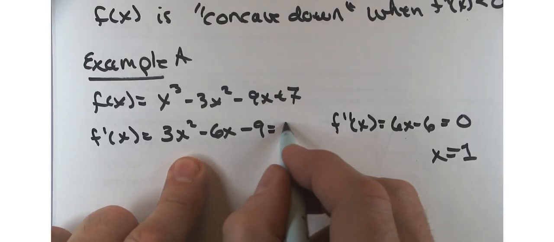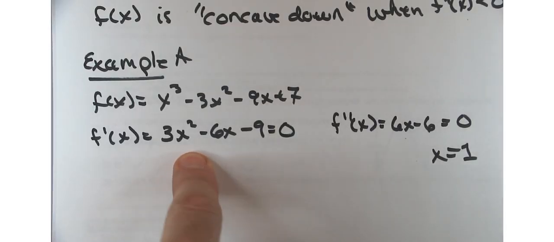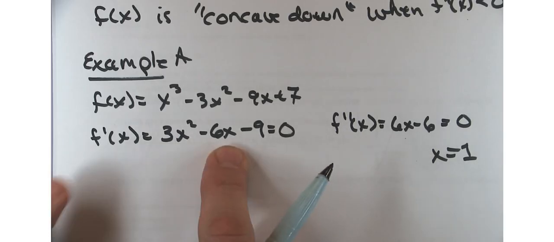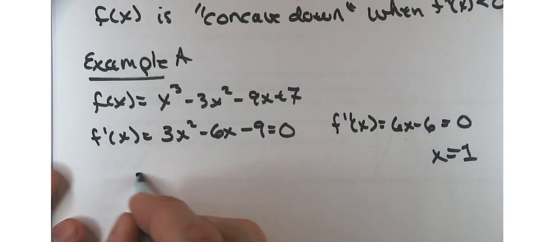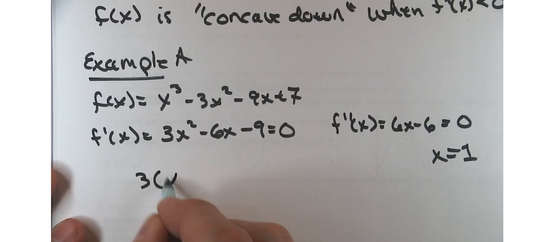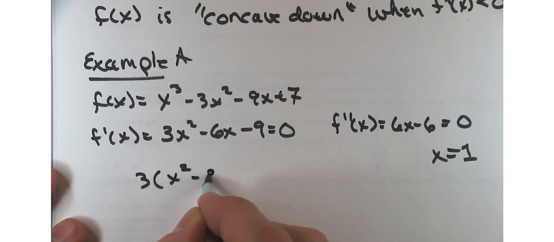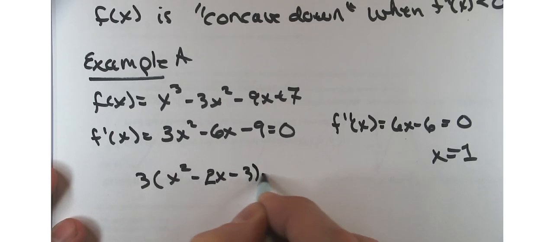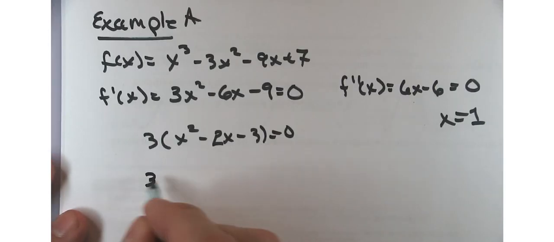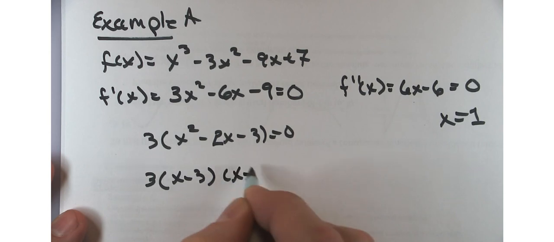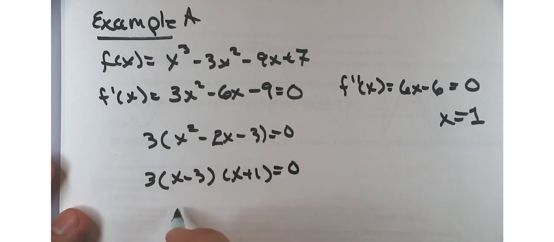If I want to know where that's equal to 0 or does not exist, basically places where it can change signs, I can set it equal to 0. I'll factor out the 3, and then continue factoring this. That's going to factor as x minus 3 times x plus 1. So I get two places: x equals 3, x equals negative 1.